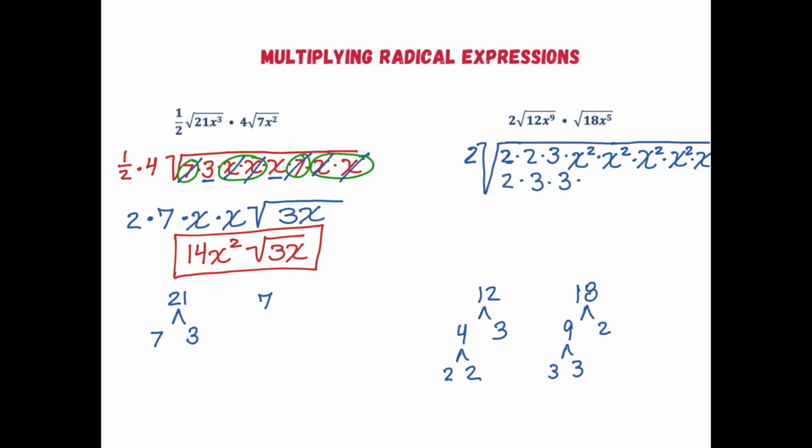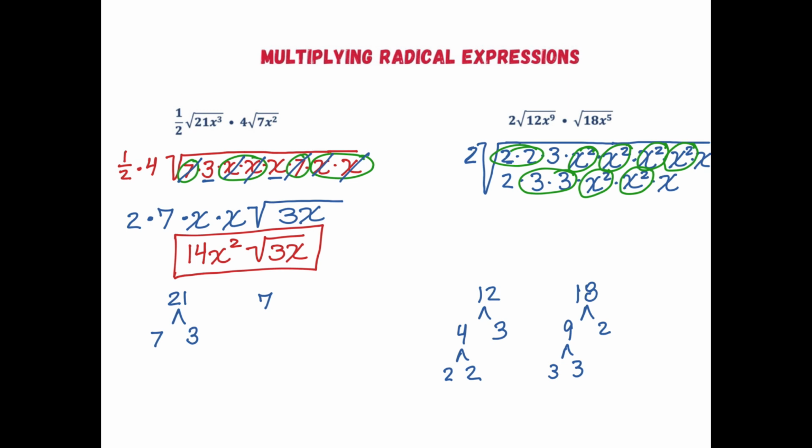And then here we have x to the 5th power. So that's going to be x squared times x squared times x. Now we can look for those factor pairs. I see I have a pair of 2's, a pair of 3's, and then a pair of x's, another pair of x's, a 4th pair of x's, a 5th pair of x's, and a 6th pair of x's. Whew. So now let's pull those out.